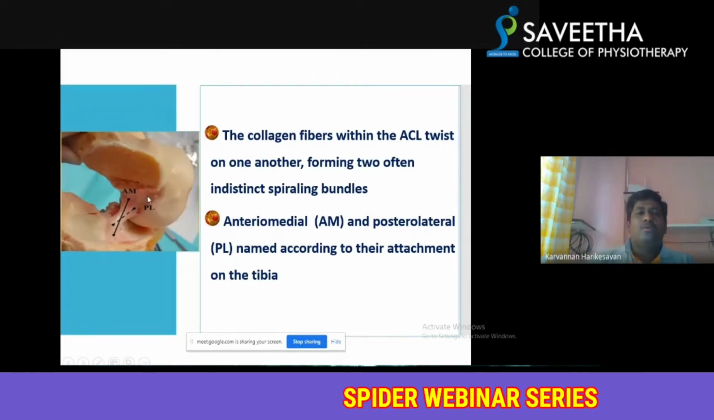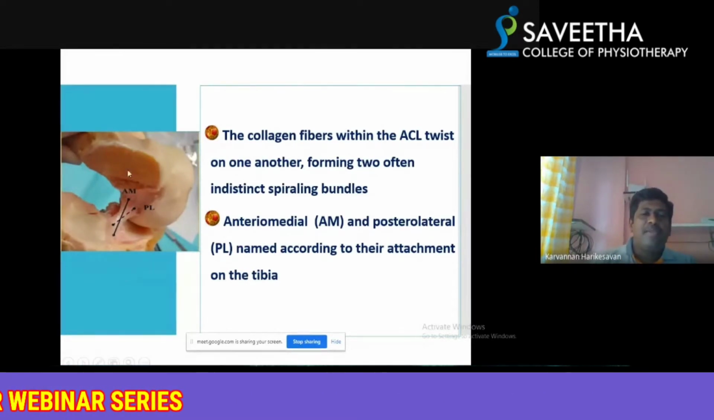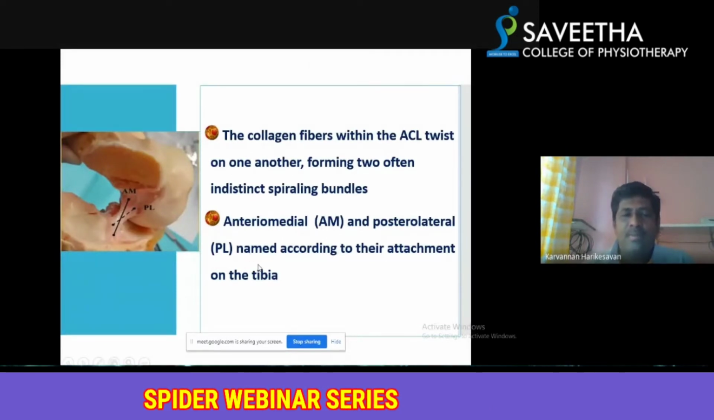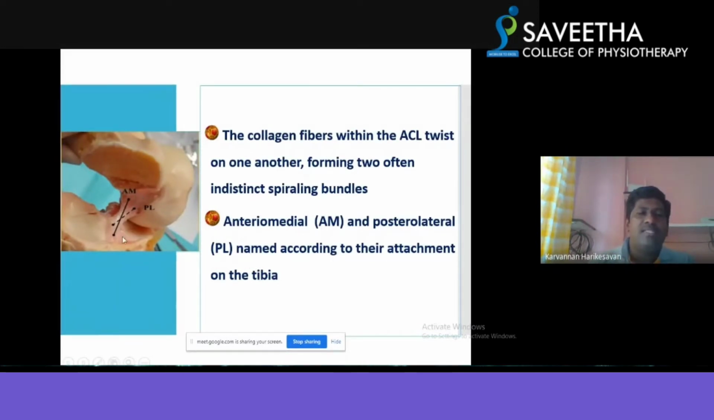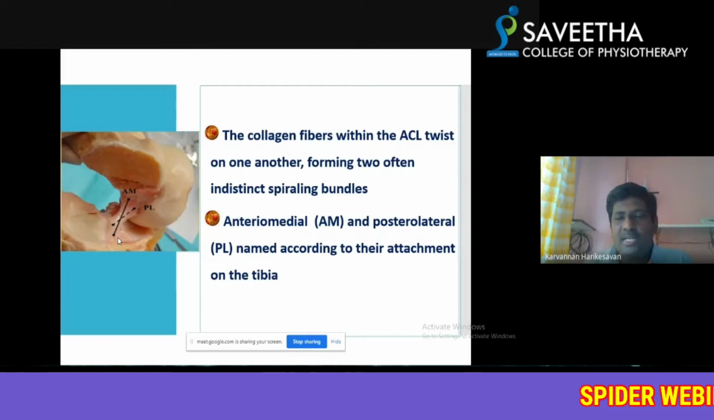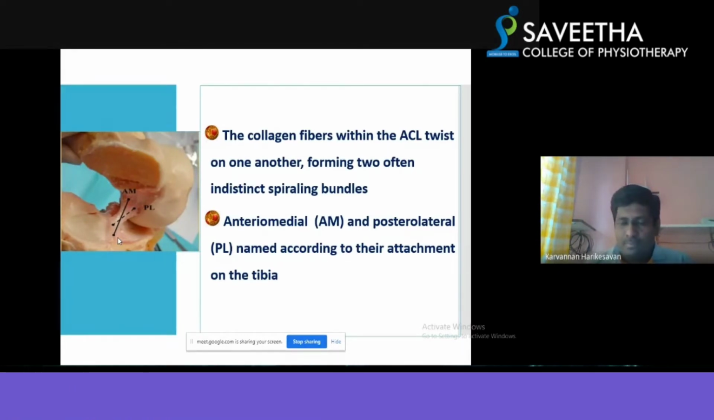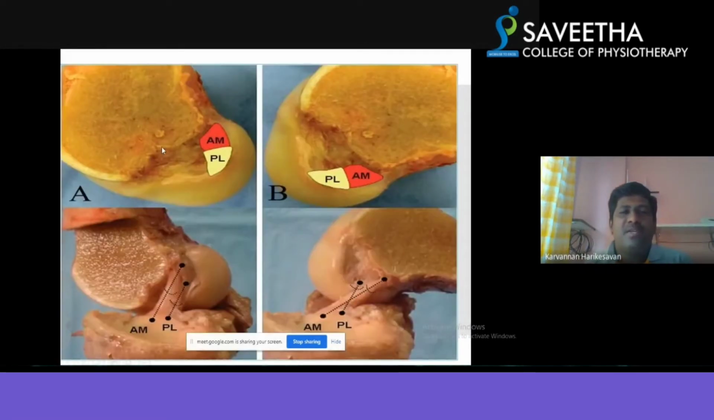This spiraling nature makes the ACL into two separate bundles called the anteromedial bundle and the posterolateral bundle. Based on the attachment to the tibia, the one that is more anterior and medial is termed the anteromedial bundle, and the one that is more posterior and lateral is termed the posterolateral bundle. So you can see this picture. Why that is significant, we'll see.